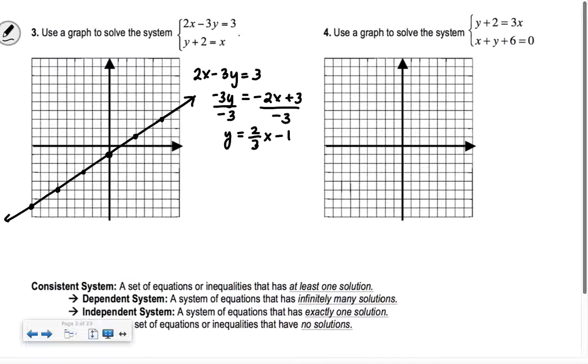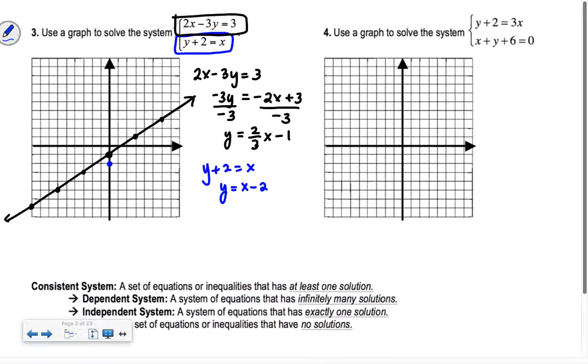All right, now the other line, this y plus 2 equals x. So maybe I'll do that one in blue. So if you have y plus 2 is equal to x and you're solving for y, it's actually pretty easy to get y by itself, right? So we're going to subtract the 2 over. So we're going to have x minus 2. So we're going to go down to negative 2, and now our slope is 1.